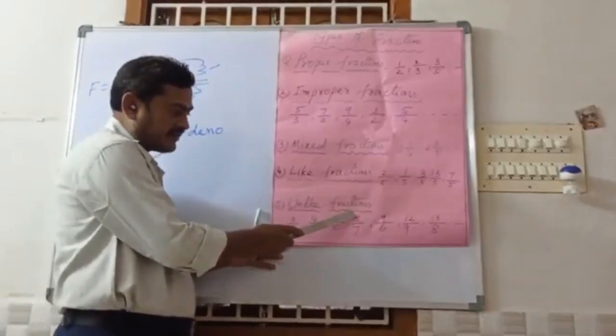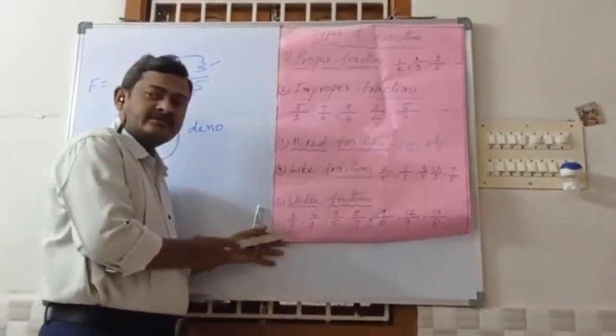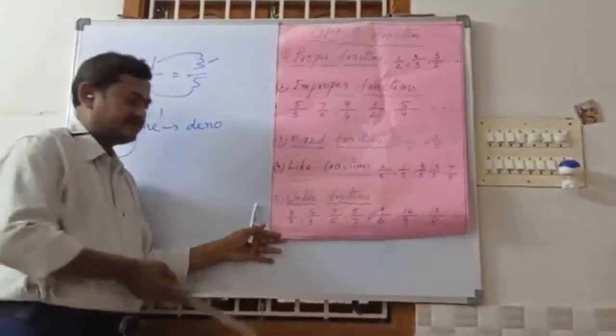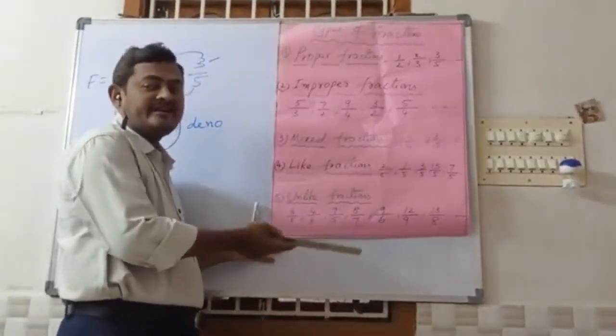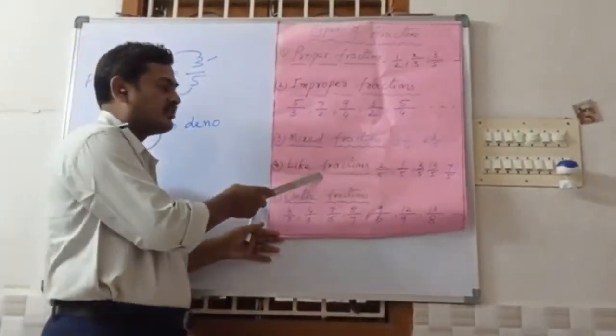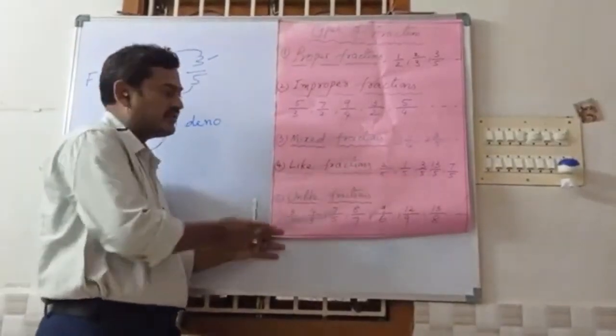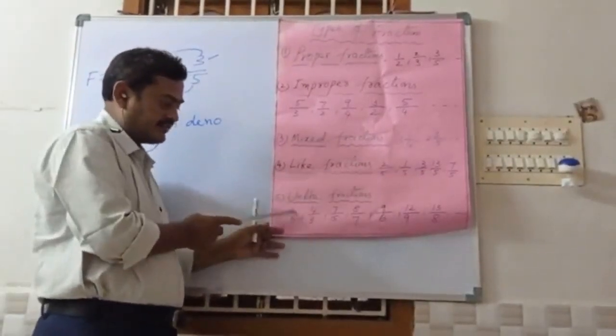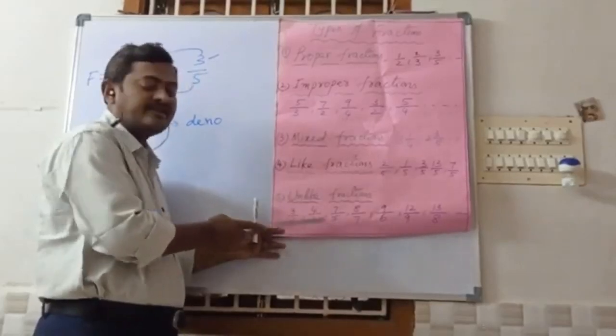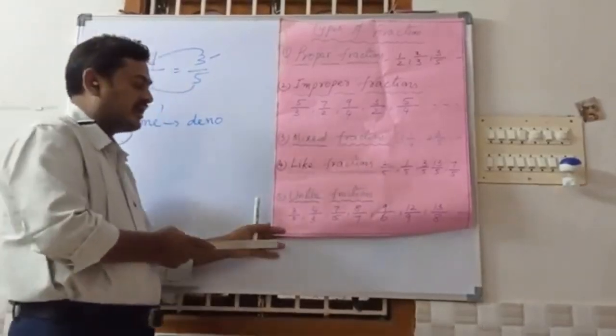And unlike fractions. How can we define unlike fractions? A fraction with a different denominator. A fraction with the same denominator is called a like fraction. A fraction with a different denominator is called an unlike fraction.